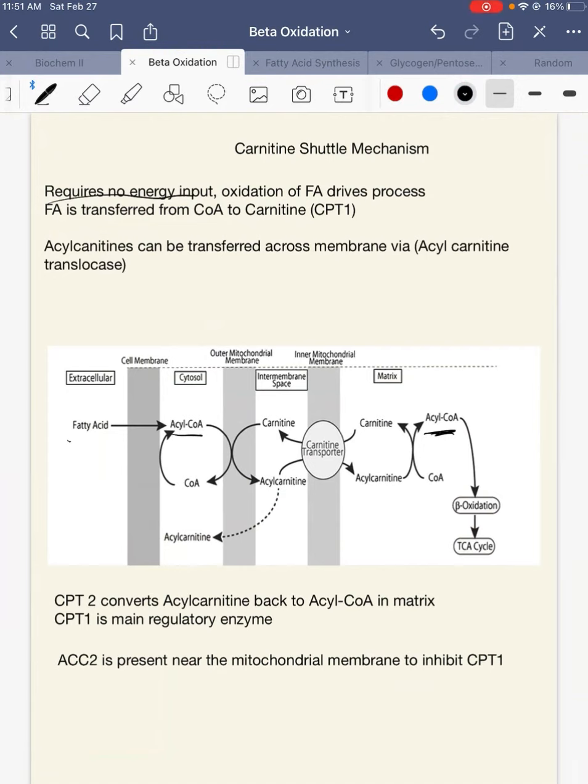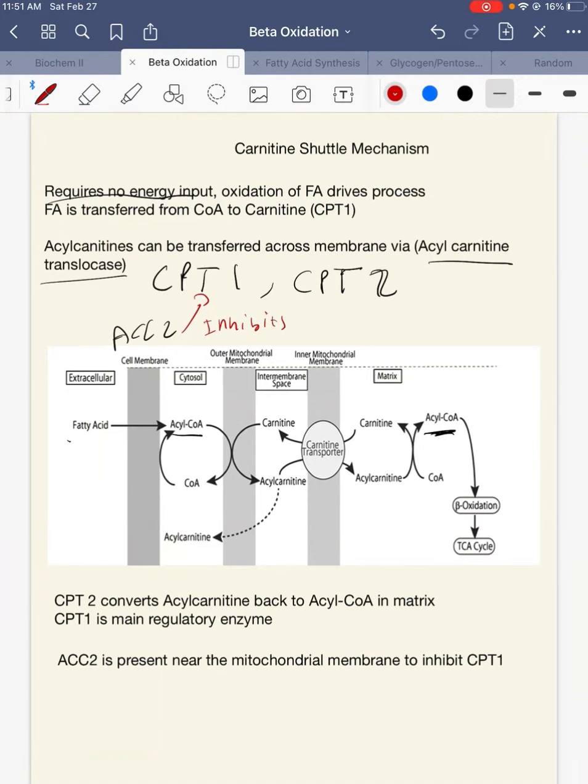Okay, so we transfer across the membrane using acyl-carnitine translocase. So this is your CPT. We have CPT1 and CPT2. This is the enzyme I talked about that can be regulated: CPT1 can be regulated by ACC2. ACC2 inhibits CPT1. This is what I meant when I mentioned CPT1 and the regulation between CPT and ACC2. So they're transferred across the membrane using CPT.